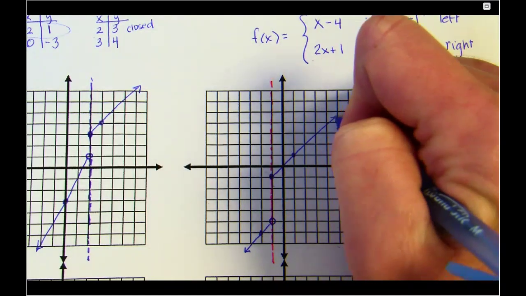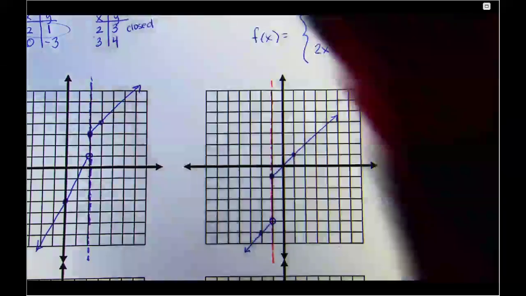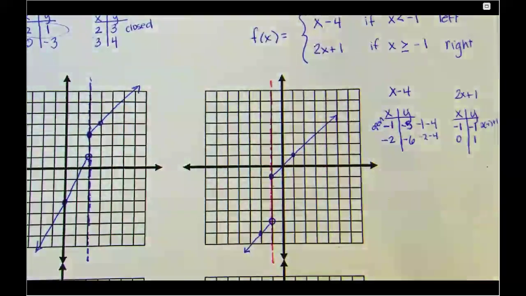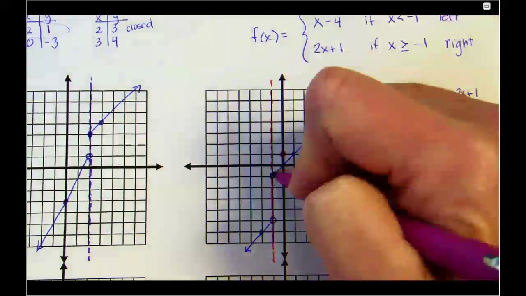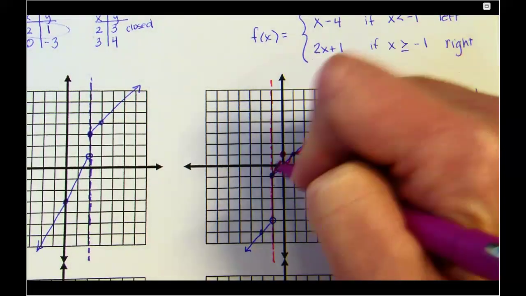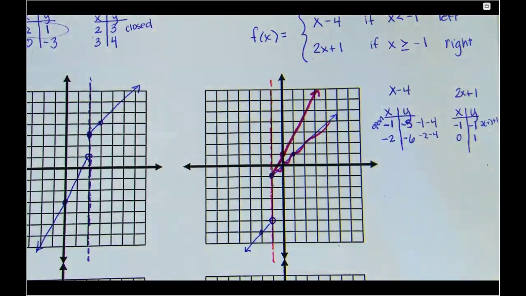You did 1, 1. Dang it! Good catch. Let's try that again. 0, 1 would be here. So not the blue line. This line. There you go. Good catch. Good job.